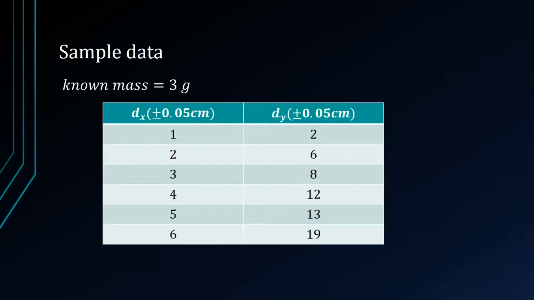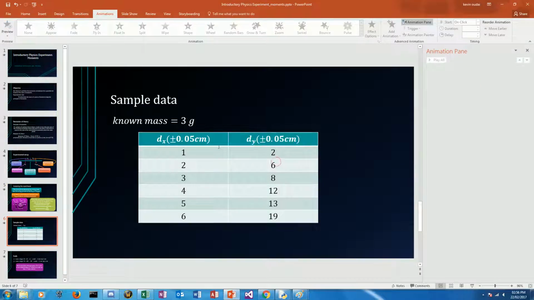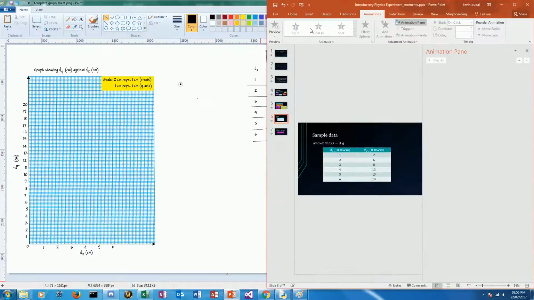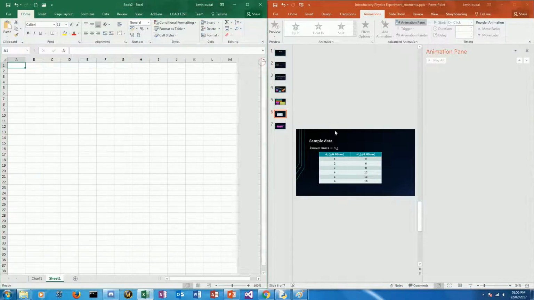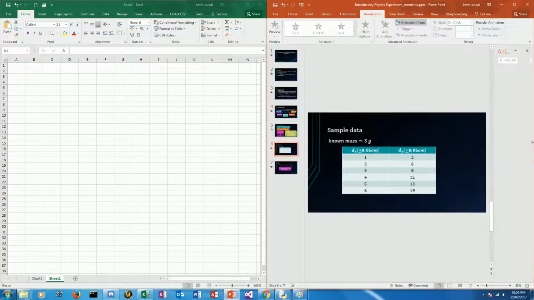This here is an example of the sample data, and what I'm going to do is show you how I would go about doing this. So first off, I would take the sample data that I have, this sample data here, and put it on an Excel sheet. So this is my Excel sheet over here. This is my sample data in the corner over here. And I'm just going to simply take these values and plug it in here.